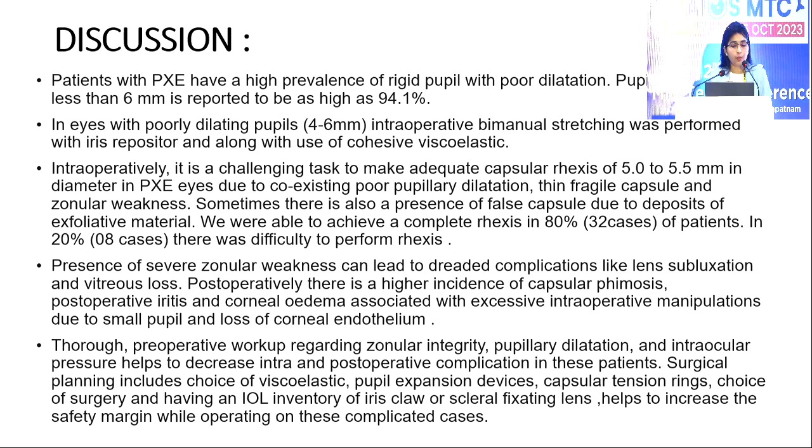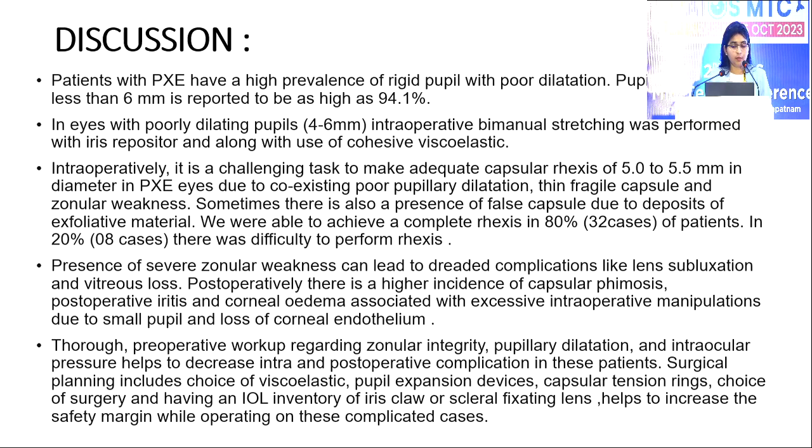diameter due to coexisting poor pupillary dilatation, thin fragile capsule, and zonular weakness. Sometimes there is also a presence of false capsule due to deposits of exfoliative material. We were able to achieve a complete rhexis in 80% of patients, and in 20% we faced difficulty. Presence of severe zonular weakness can lead to dreaded complications like lens subluxation and vitreous loss.